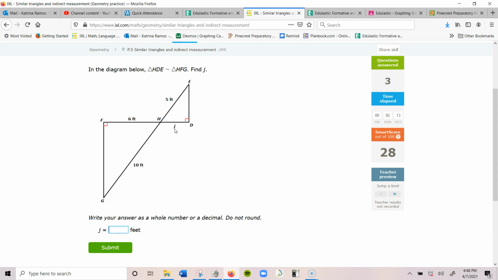Here we want to find J. So same thing. J is going to correspond with the 6. That means that these here correspond to each other. In order to get from 10 to 5, we had to divide by 2. So in order to get from 6 to J, we have to divide by 2. 6 divided by 2 is 3.